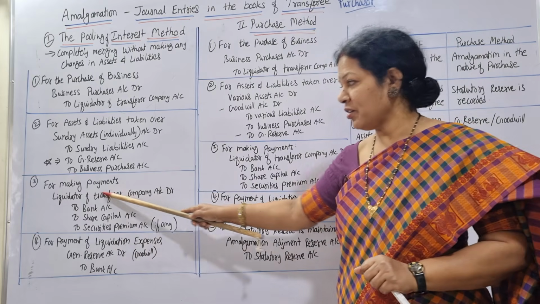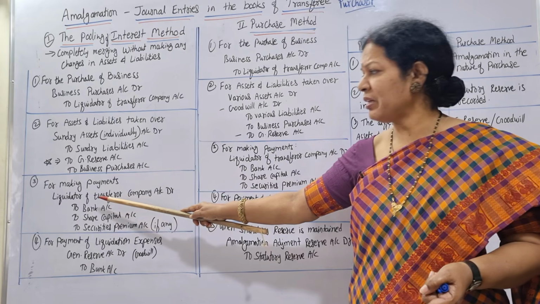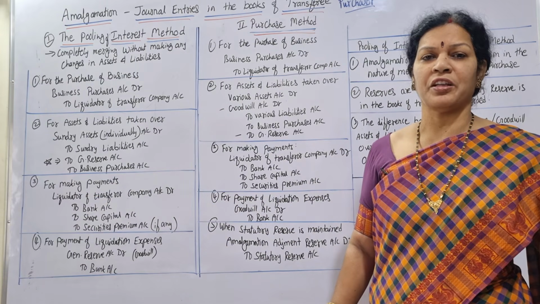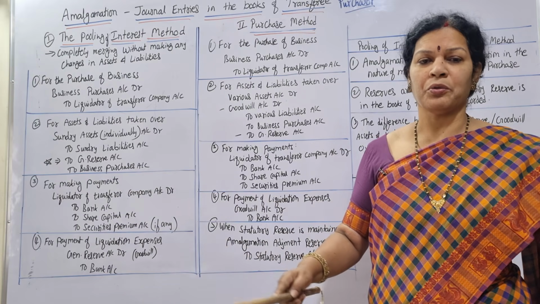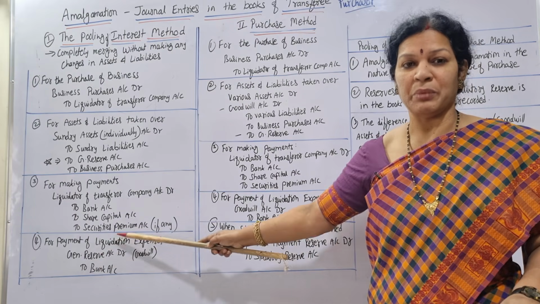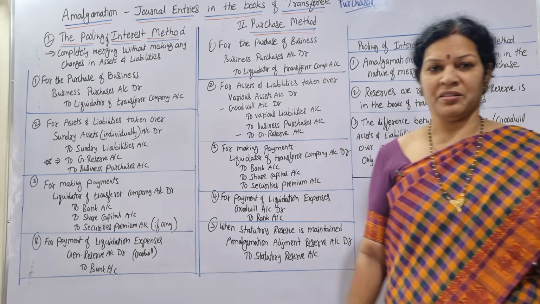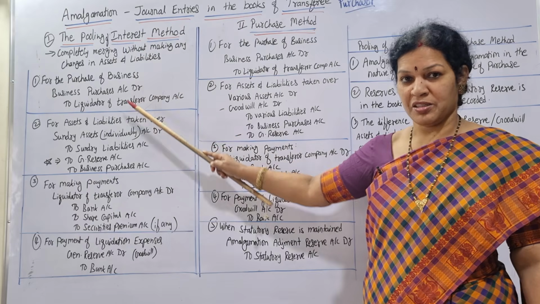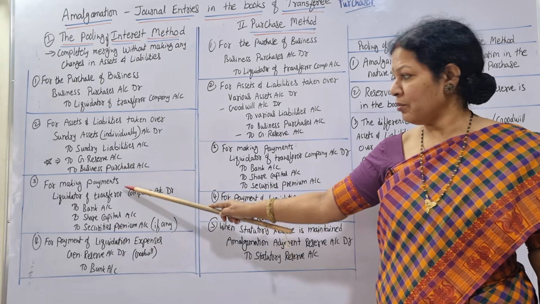Are you getting it? So for making the payment, debit the vendor. Who's the vendor? Liquidator of transferred company account at R, to bank, to share capital, to share premium if any. So in that way, this is for making the payment. Able to remember? First one is purchasing the business. Second one is transferring the assets and liabilities. Third one is for making the payment.